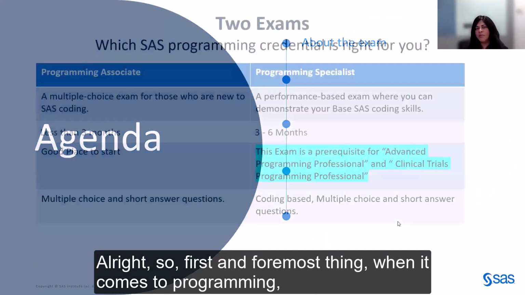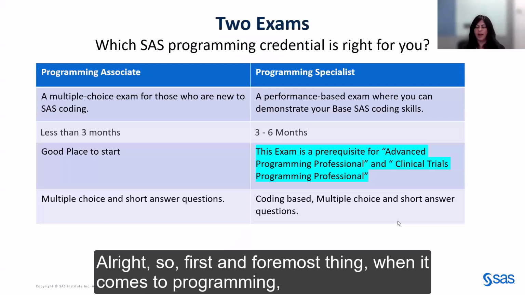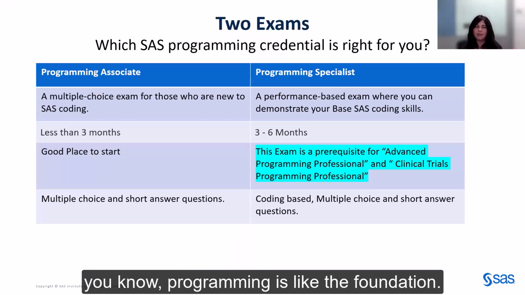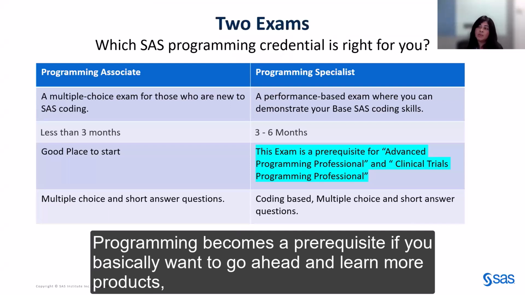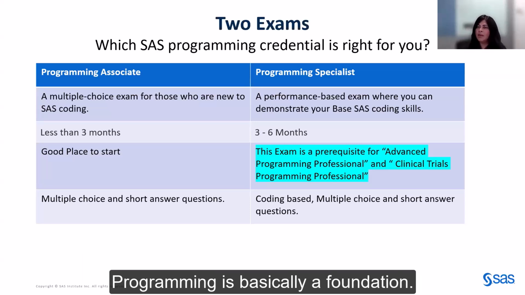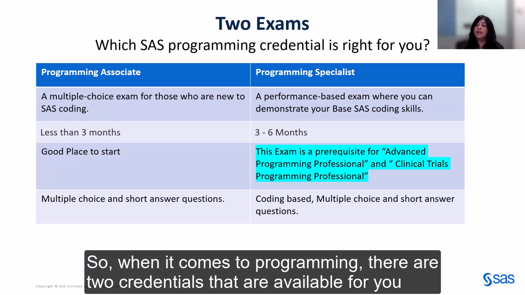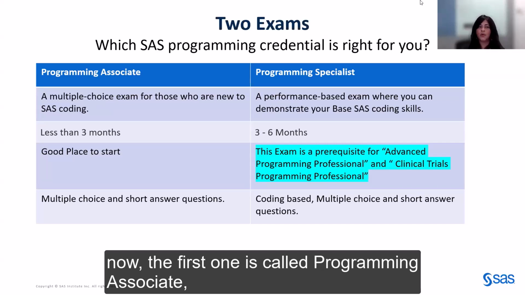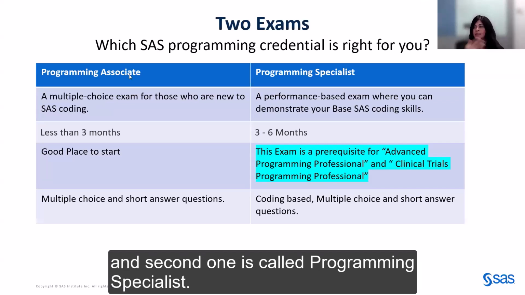All right. So first and foremost thing, when it comes to programming, programming is like the foundation. Programming becomes a prerequisite if you basically want to go ahead and learn more products or more different types of tools and overall SAS as a platform. Programming is basically a foundation. So when it comes to programming, there are two credentials that are available for you. Now, the first one is called Programming Associate, and the second one is called Programming Specialist.